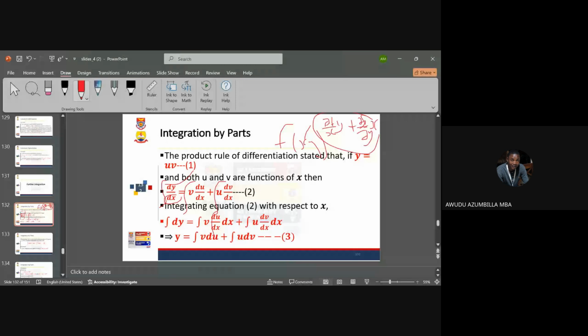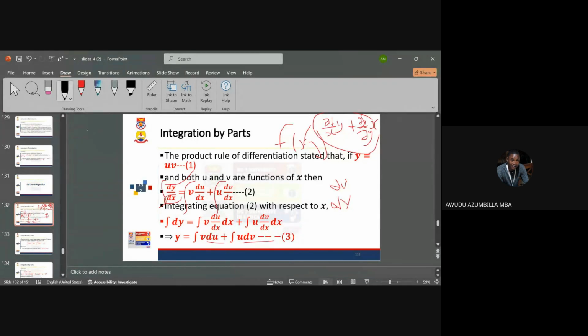So look at this part. This part is the same as our du. It means that we are differentiating with respect to u. And this is also our dv. So here you are differentiating with respect to v. And that is why we simplify this one into du and then dv. So the function becomes simple now.